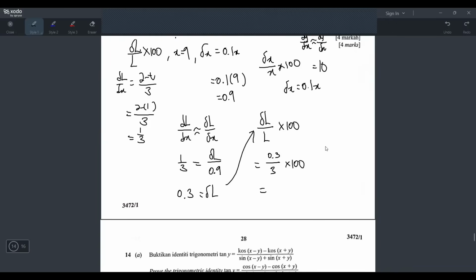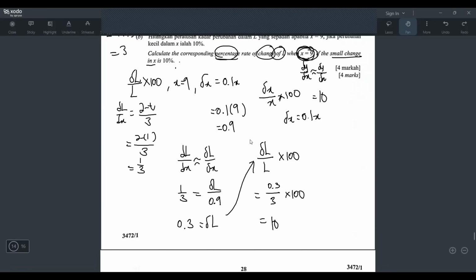And now if you press this, you'll get the answer in percentage. 0.3 divided by 3 times 100. Okay, so it's 10, right? It means the corresponding percentage change of L is 10%. That's what it means. Okay, so I hope you understand. Yeah, so this is how you do it. Okay, let's continue.